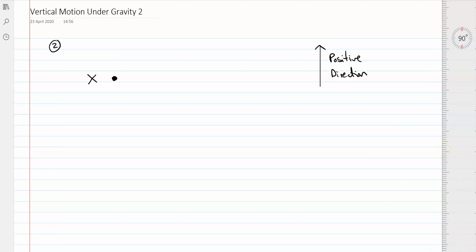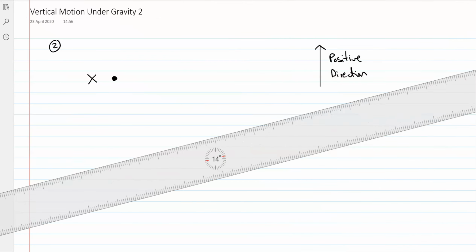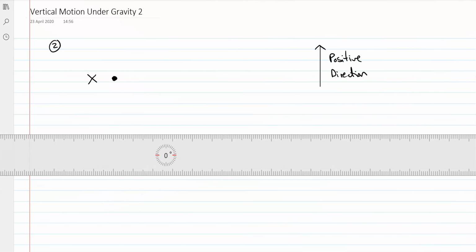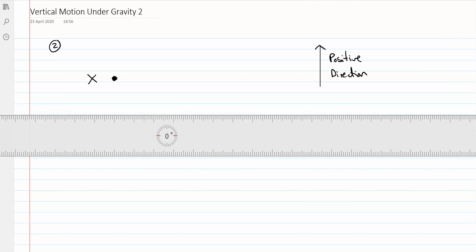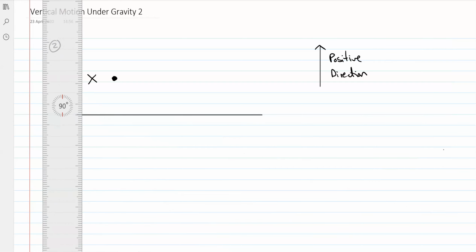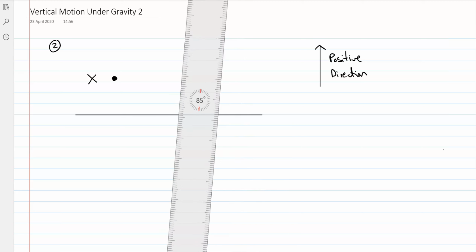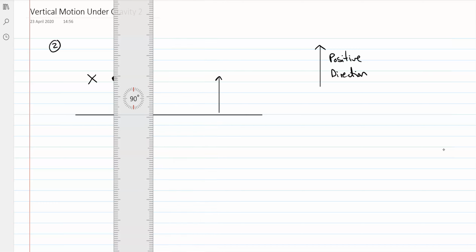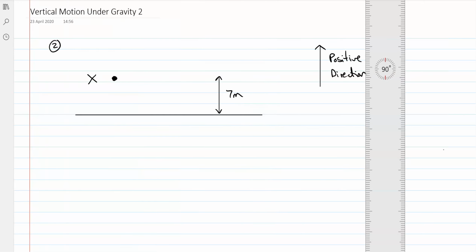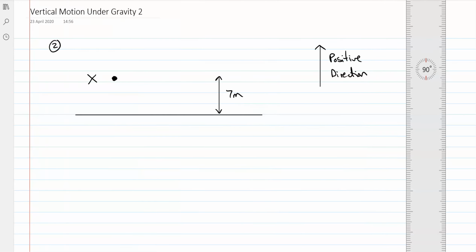So if we draw the ground somewhere down here, the ground will be underneath. So here's our ground, and that will be 7 meters from our point X. So this distance here is 7 meters. Okay, the ball's going upwards, so we're not going to call that S just yet. We just know that that distance is 7 meters. So the ball is projected vertically upwards from a point X. There it is.